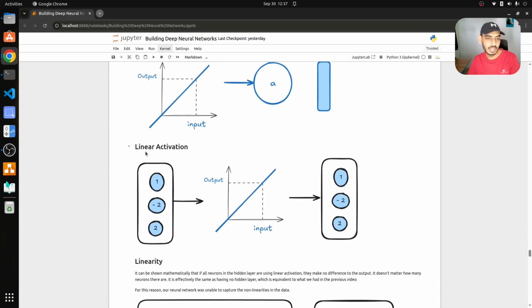For instance, with linear activation, if you have three inputs like 1, -2 and 2, and you pass them to the linear activation, it will generate the same thing as output. There is nothing it has actually done, the linear activation.